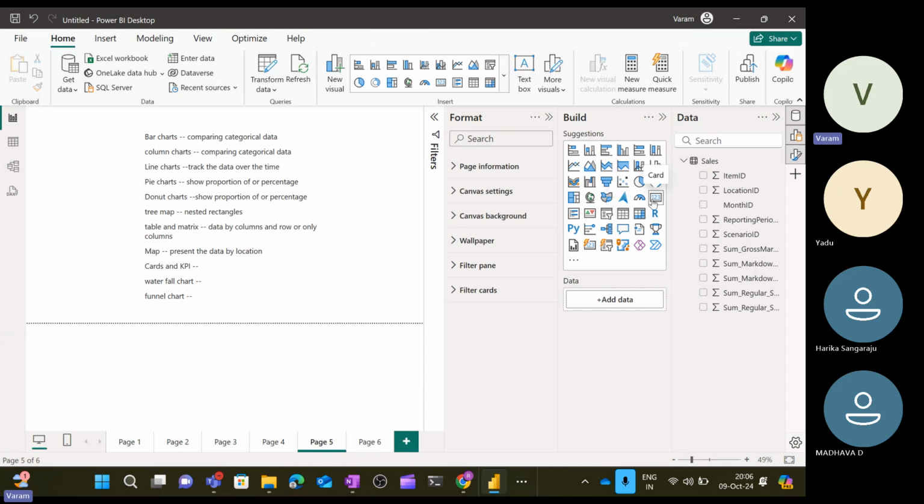Card is for when you want to show only one value. What is my sales? That's it. There's no particular filter, only one. So what is my sales? 30 millions, 40 millions, 50 millions, happy. But if we keep one filter by month, filter by something, you can do that. But it is only a single value, a single metric or value. That is the basic understanding of cards.